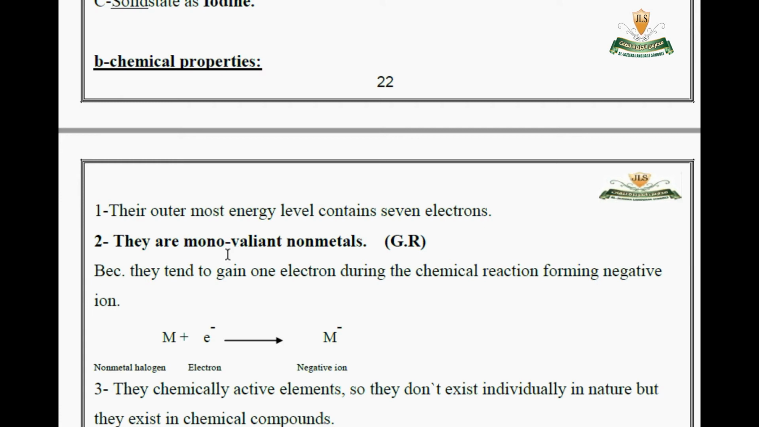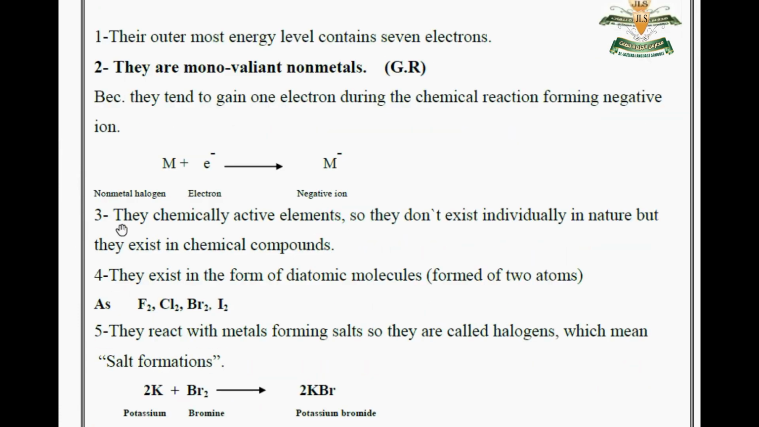Why are they monovalent? Because they tend to gain one electron during the chemical reaction, forming a negative ion. Number three, they are chemically active elements, so they don't exist in nature individually. They exist in chemical compounds.